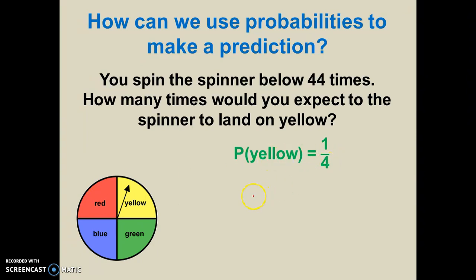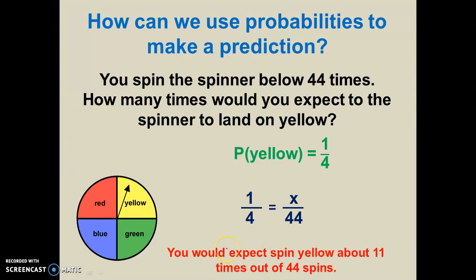Then again, we can use proportional reasoning: if we expect to get yellow 1 out of 4 times, how many times would we expect it out of 44 times? Go ahead and solve that proportion. All right, hopefully you came up with x equals 11. So we would expect to spin yellow about 11 times out of 44 spins.